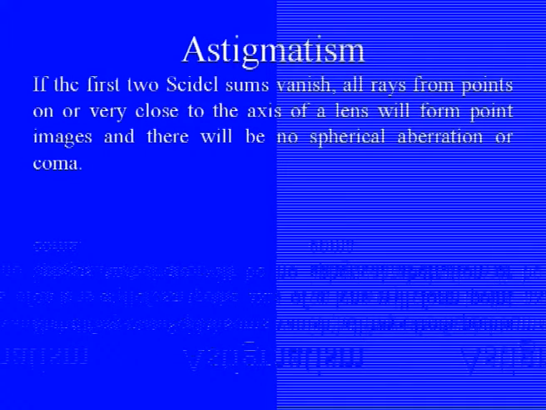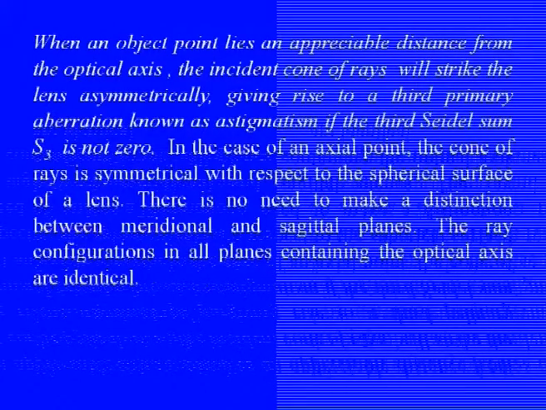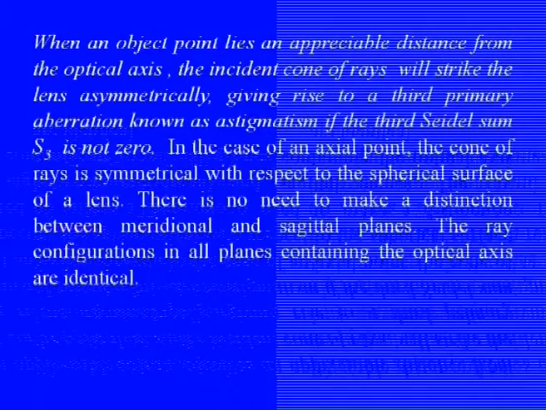Now, if the first two Seidel sums vanish, all rays from points on or very close to the axis of a lens will form point images, and there will be no spherical aberration or coma. Now, when an object point lies an appreciable distance from the optical axis, the incident cone of rays will strike the lens asymmetrically, giving rise to a third primary aberration known as astigmatism. The third Seidel sum S3 is not 0.